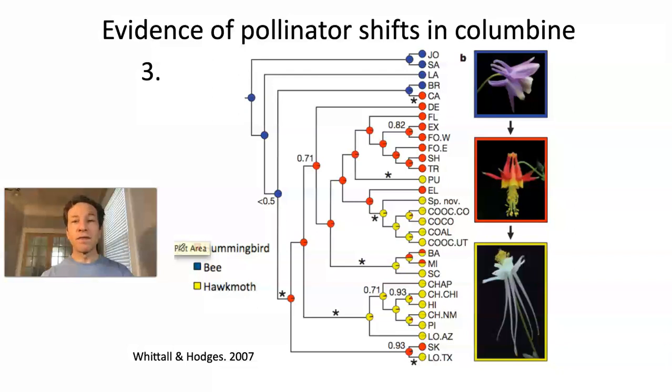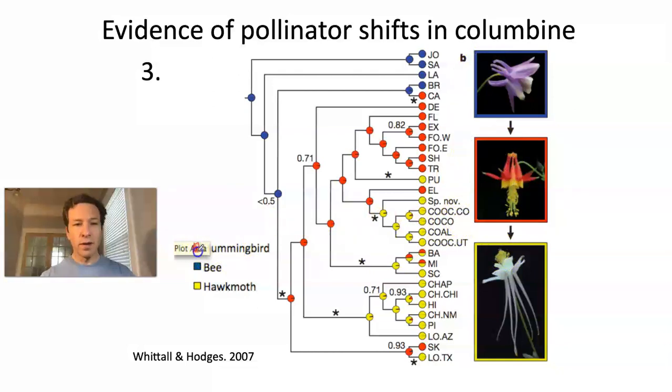This is pollinator shifts in columbine. And remember, I first showed you this figure when we were simply talking about ancestral character state reconstruction. And we said that we could use the principles of parsimony to infer what were the likely ancestral character states. And we said that flowers can have different colors, purple, red, or white. Let's now add to that: red flowers tend to be pollinated by hummingbirds.